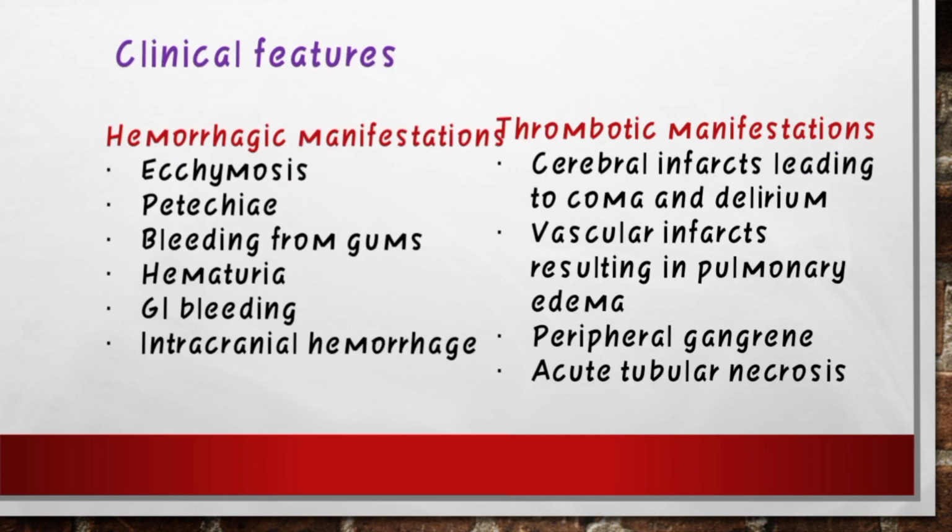The next one is the clinical features. We have seen that bleeding and clotting are taking place simultaneously in the person's body. So there can be hemorrhagic manifestations as well as thrombotic manifestations. The hemorrhagic manifestations include ecchymosis, petechiae, bleeding from gums, hematuria, GI bleeding, and intracranial hemorrhage. The thrombotic manifestations include cerebral infarcts leading to coma and delirium, then vascular infarcts resulting in pulmonary edema, then peripheral gangrene, and acute tubular necrosis. These are specific to each organ. When a thrombus obstructs the blood flow to a particular organ, that organ's failure is described here. So this is all about the clinical features.